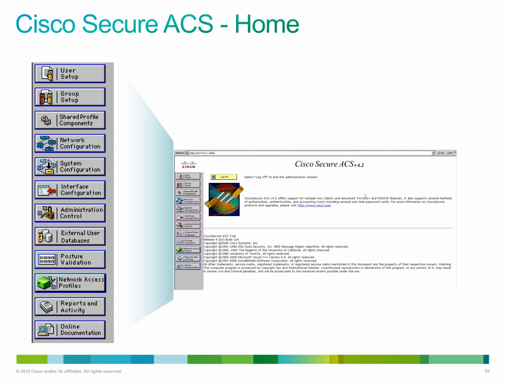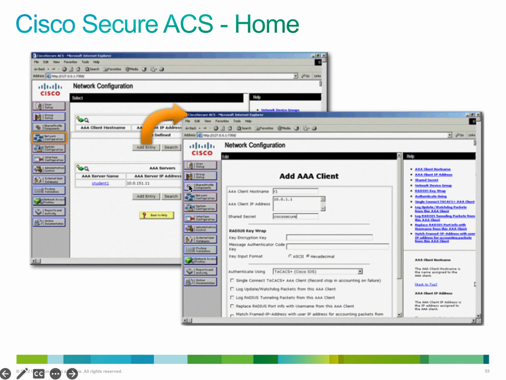Now, Cisco Secure ACS. If you click on the home, you see user setup, group setup, shared profile. You see network configuration; this is what you click if you want to configure the network. System configuration, if you want to configure the entire system. Interface configuration, if you want to configure a specific interface. This is what we normally use. And like if you want to configure a line or VTY or anything. Then administrative control, external user database, and so on and so forth. So this is how it looks.